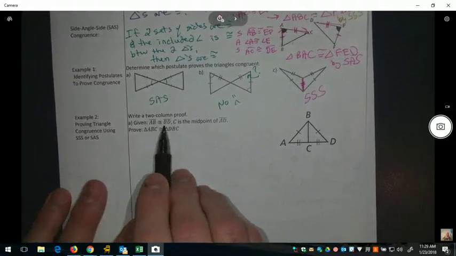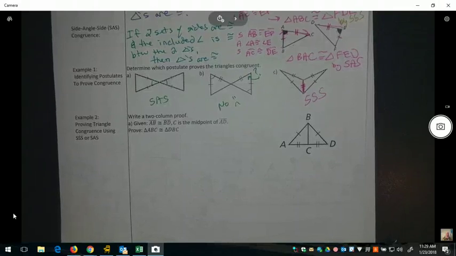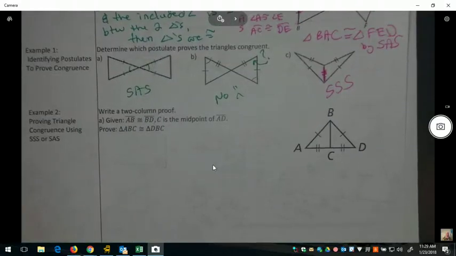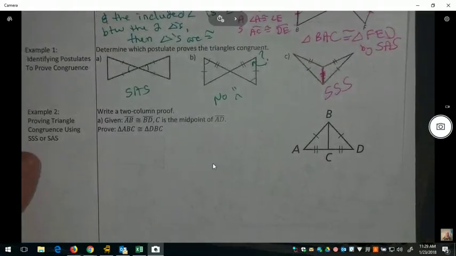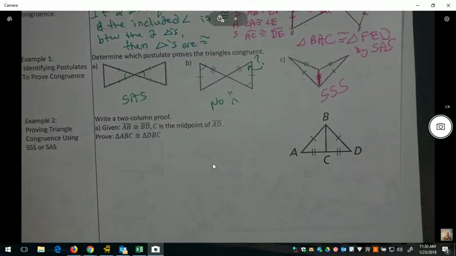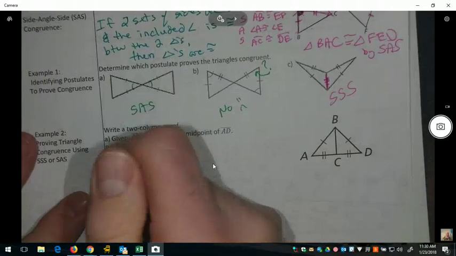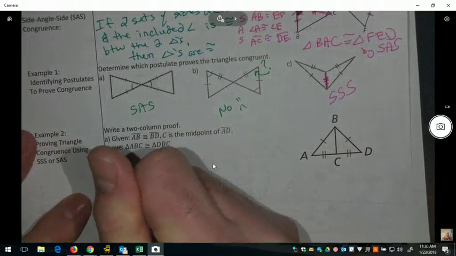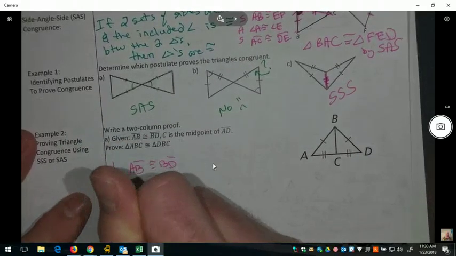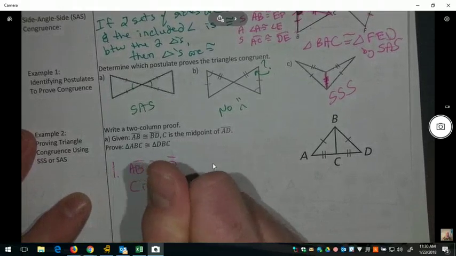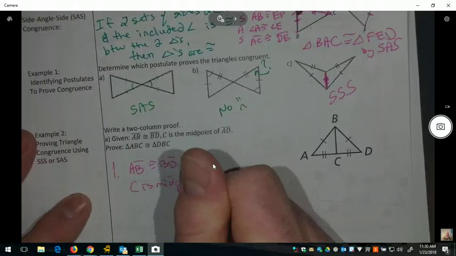Given that AB and BD are congruent, C is the midpoint of AD, we are supposed to prove the triangles are congruent. I don't like this picture because they've marked stuff that we don't have in our proof yet, and we really shouldn't mark it off till we have it in our proof. So I'm going to start with the given: AB congruent to BD, and C is midpoint of AD.